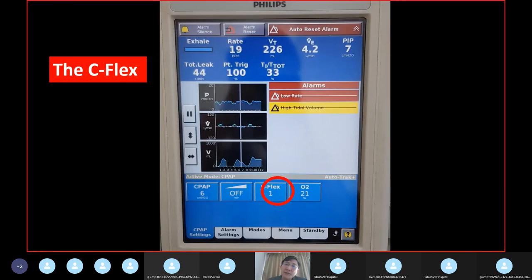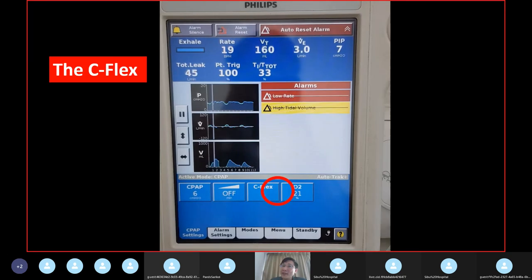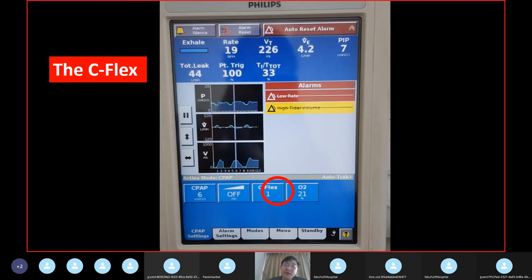CPAP of 4, FiO2 at 100%, okay? So when they start to become more comfortable already, they can slowly push out the CPAP, right? For the 5, 6, 7, 8, okay? All right, so take up the CPAP pressure, okay?